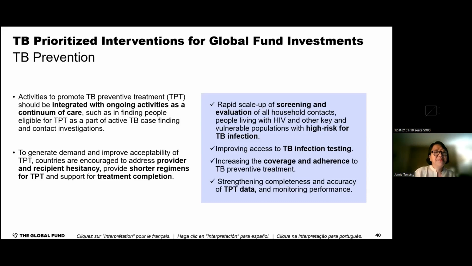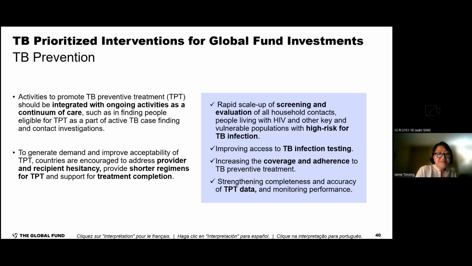So as a means to scale this up, and also as a way to be more efficient, can we look at models that integrate TPT as a part of ongoing activities, as a continuum of care? For example, many countries spend a lot of money on contact investigation or active case finding. So in these interventions, let us not stop at finding people who are sick with TB, but also find people who can benefit from TB preventive treatment.